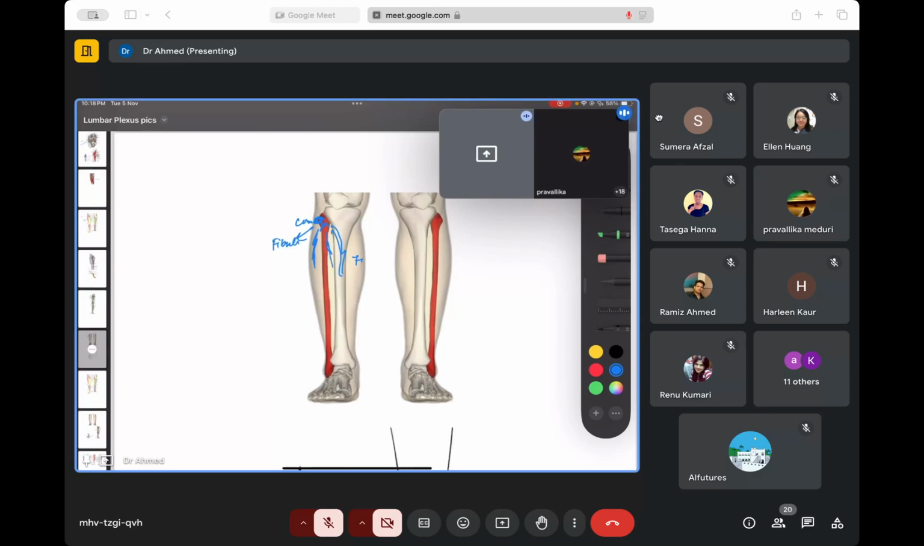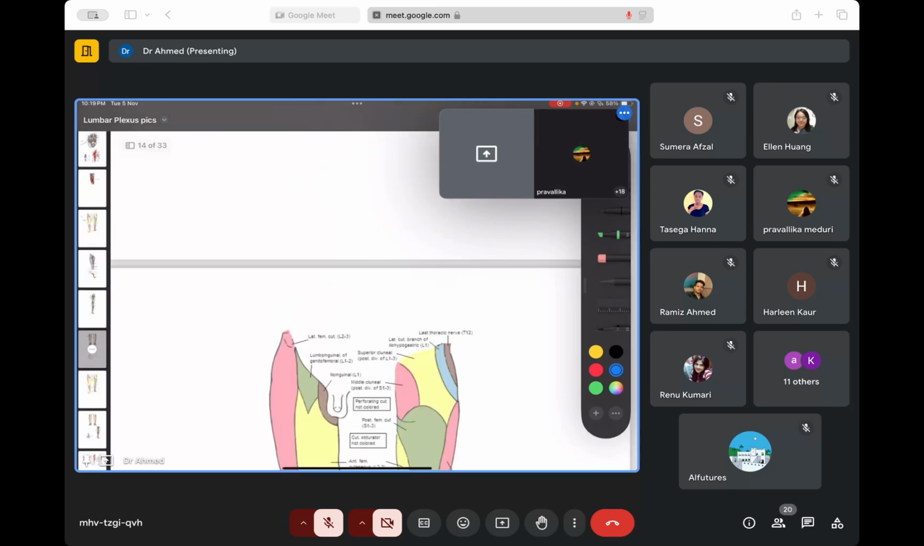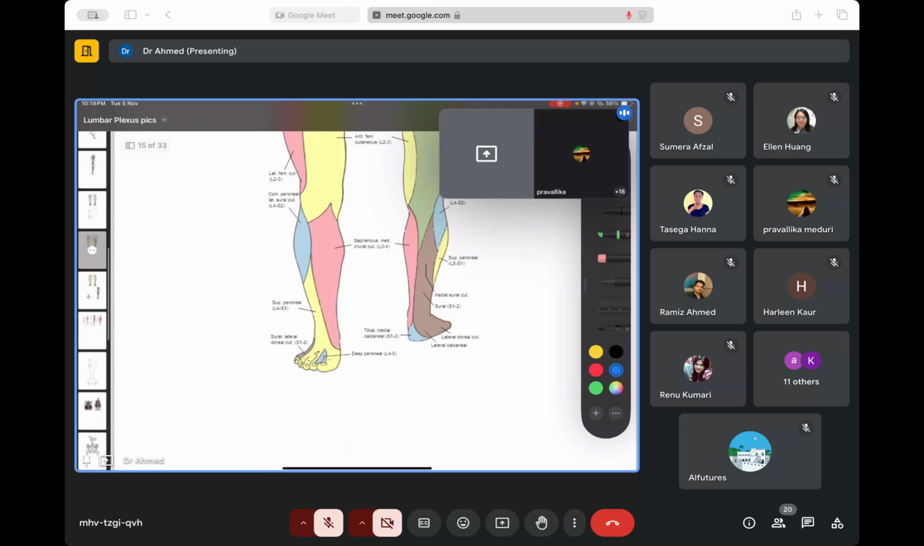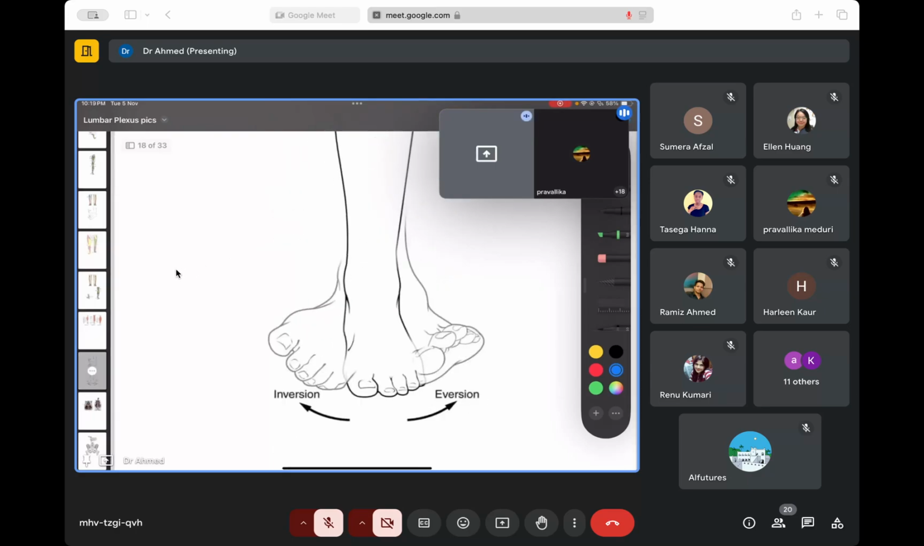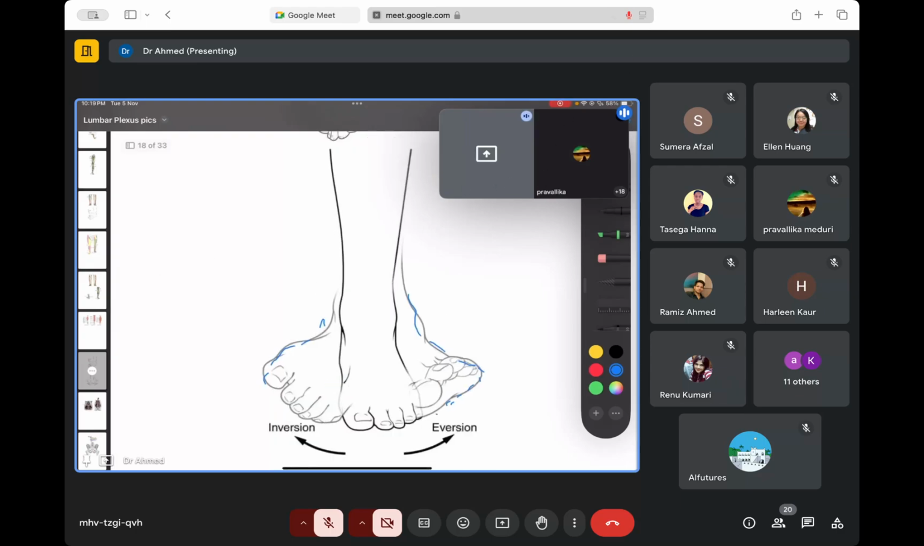Superficial is going to supply the lateral compartment of your leg. What's the function of your lateral compartment? You can think of it as going to evert your foot. What's eversion? Here I have a picture of eversion. This is eversion, like lifting off your leg like that, and this is inversion. If I am pulling these lateral muscles, it would evert your foot.